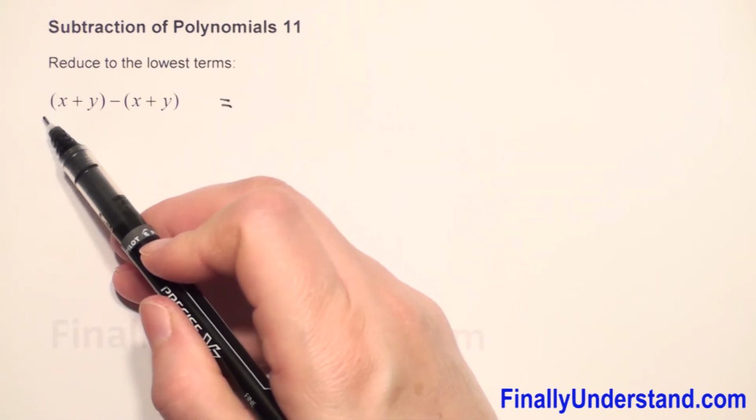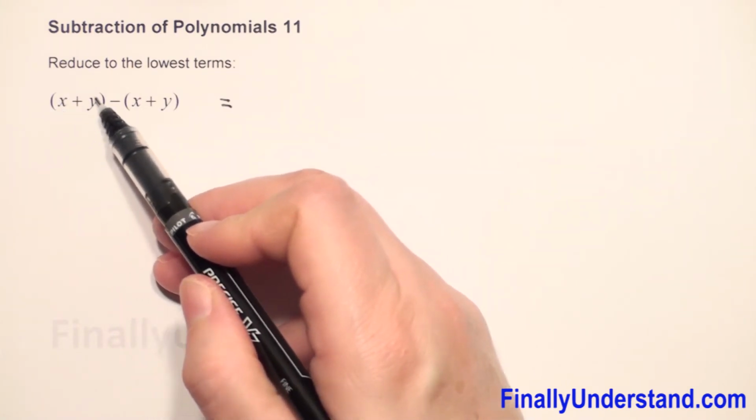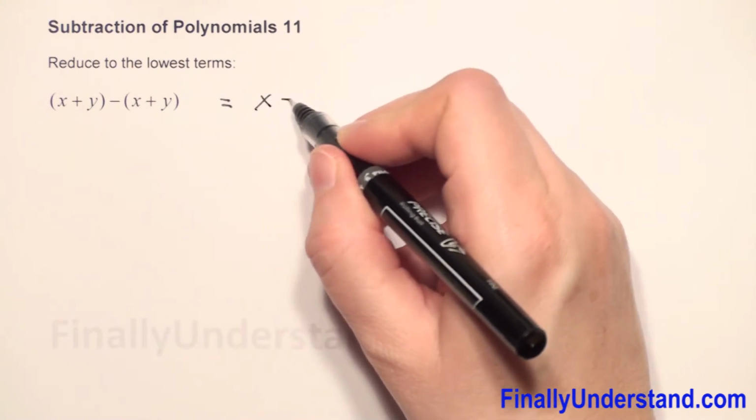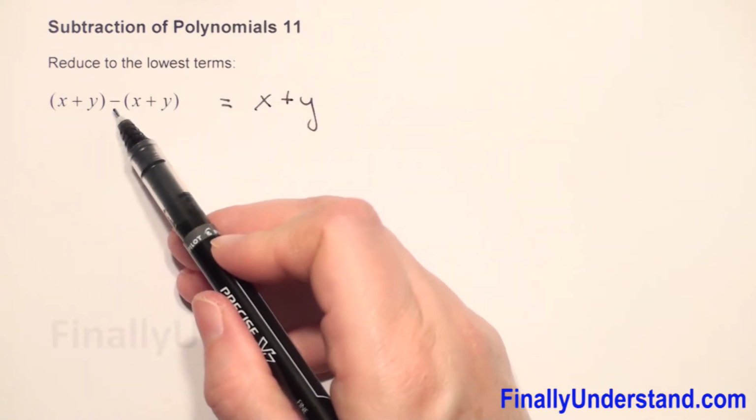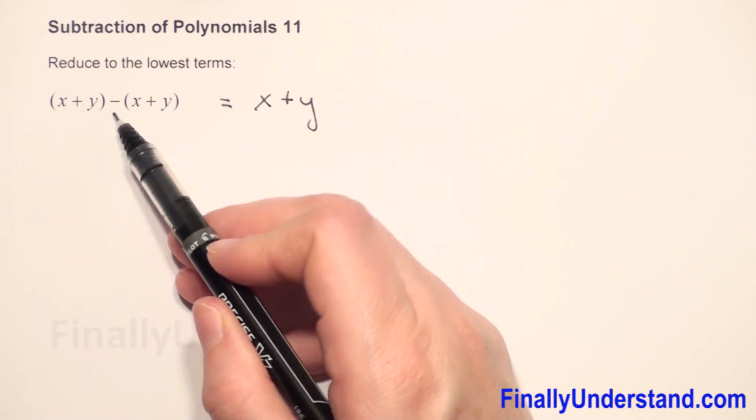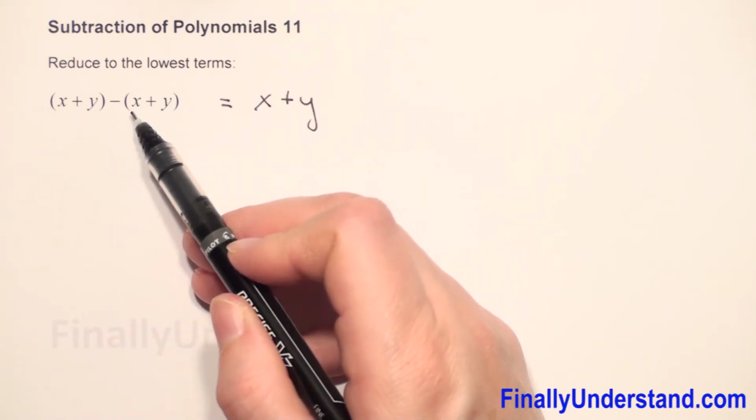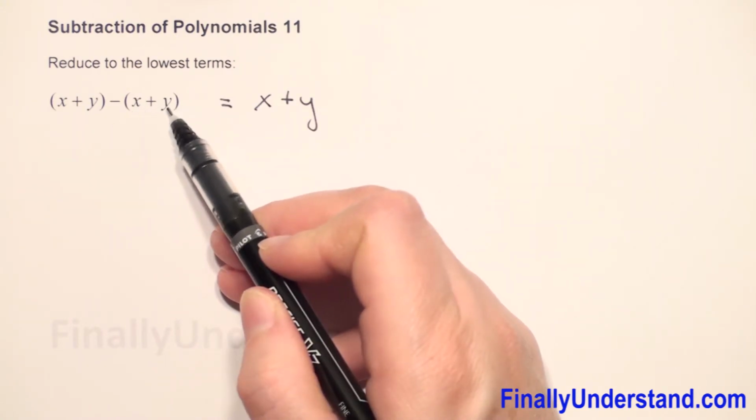So when we have a positive sign, we just rewrite whatever we have in parentheses. So this is x plus y. Next, we have a negative sign. When we have a negative sign, we have to change the sign of every term in the parentheses.